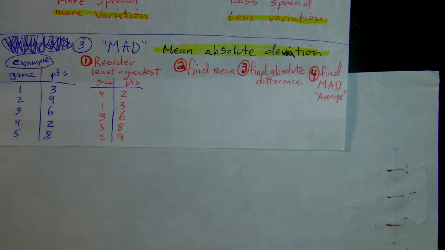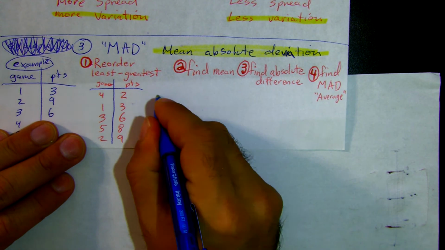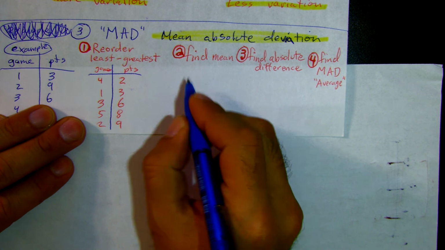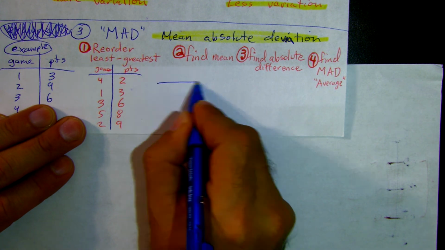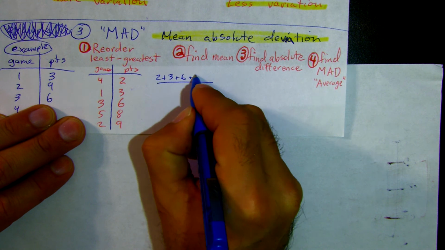When we talk about outliers, we're going to come back and revisit MAD from another perspective. But for today, yes, this is the median, but now what is the mean? Let's find what the mean is. Let's go ahead and take all of our points. 2 plus 3 plus 6 plus 8 plus 9.